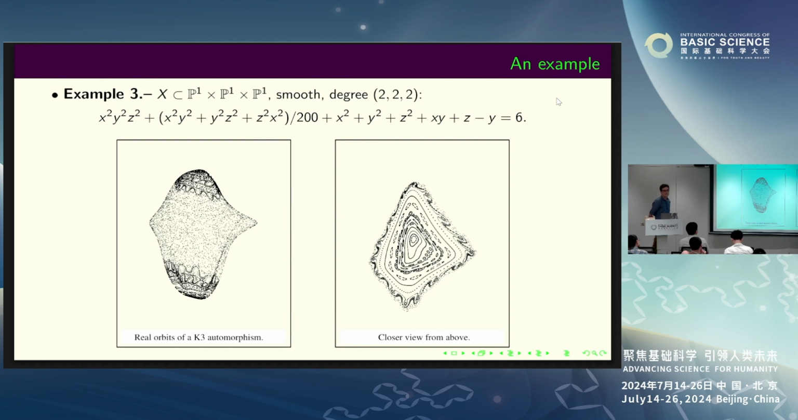So here is an example. You start with a surface X, which is in a two-dimensional projective space, given by a polynomial equation. So x, y, and z are affine coordinates on each of the P1.